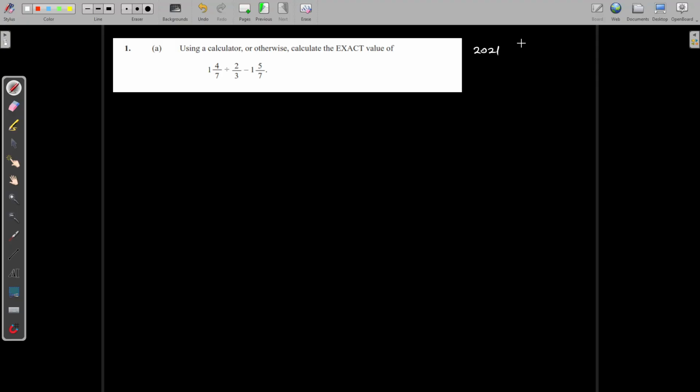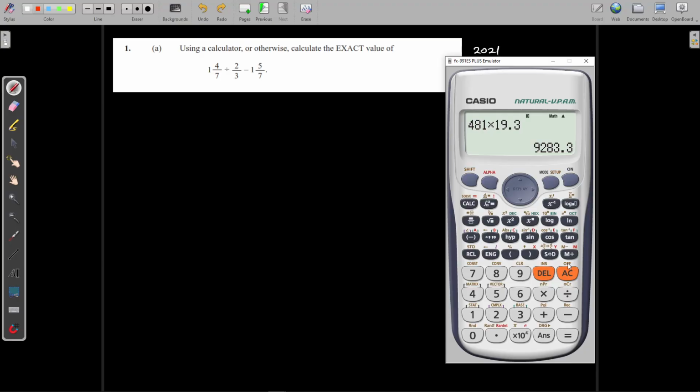And I don't think we should have any problem with this. They said using a calculator or otherwise calculate the exact value. So to save time, just go on your calculator. And what I've seen some of you guys do is like this. So 1 and 4 over 7, sometimes I see you doing something like this. You have the 1, and then beside it you put 4.